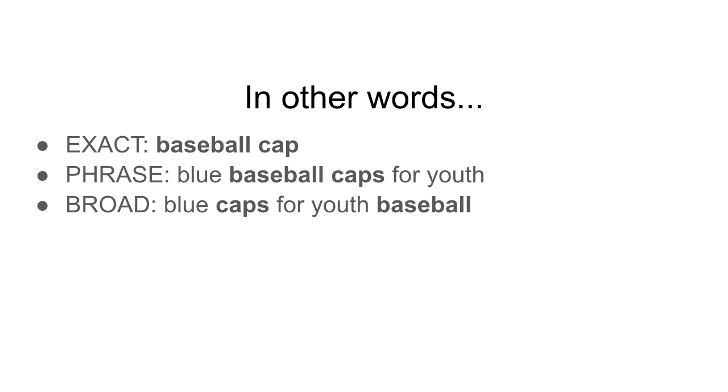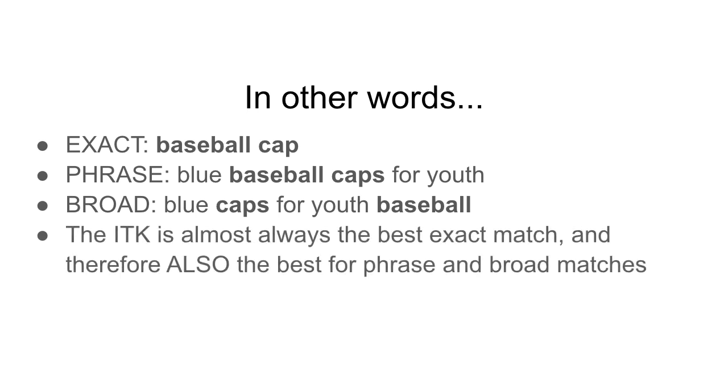The question is, will your product come up in that search as well as in the phrase and broad match searches? And the only way you can win that prize is if you are tightly focused on that item type keyword. The item type keyword is almost always the best exact match and also therefore the best for phrase and broad matches, because if your listing is focused around baseball cap, it's also going to respond to blue baseball caps for youth. And it's also going to respond to blue caps for youth baseball because baseball caps is the heart of that search. And it's what your product has been geared to respond to in the algorithm.